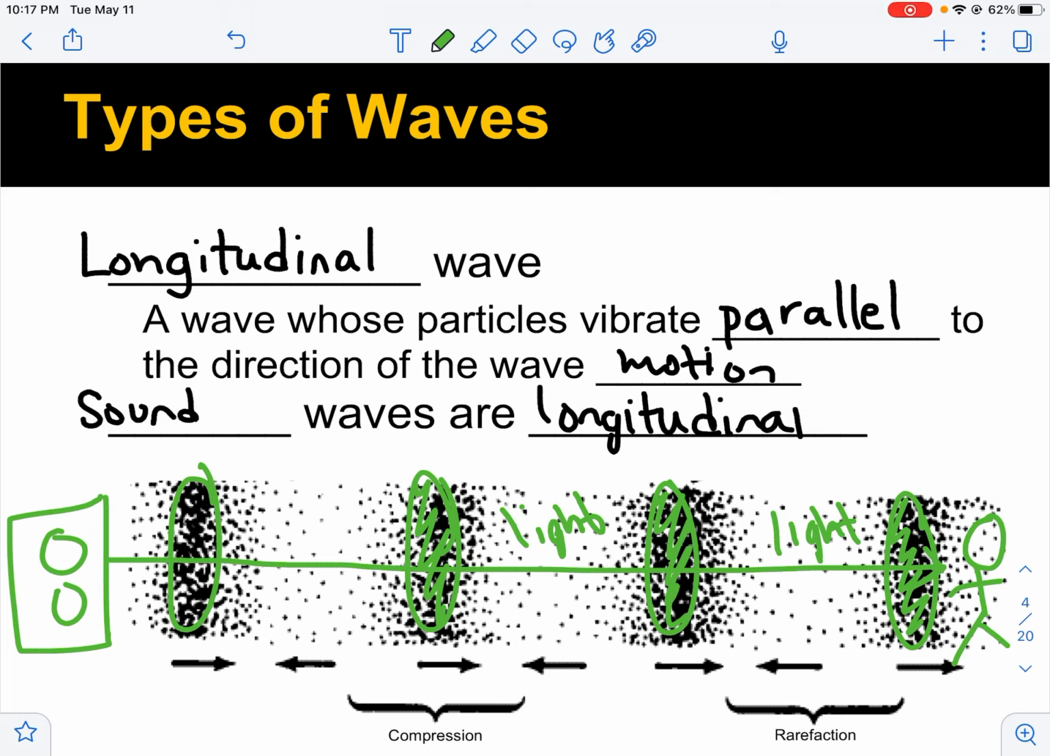This is how your ears work, actually. There's little hairs inside your ear, and as the pressure part of the wave hits your ear, those little hairs get knocked down and send a signal to your brain, and that's what causes you to process that sound.